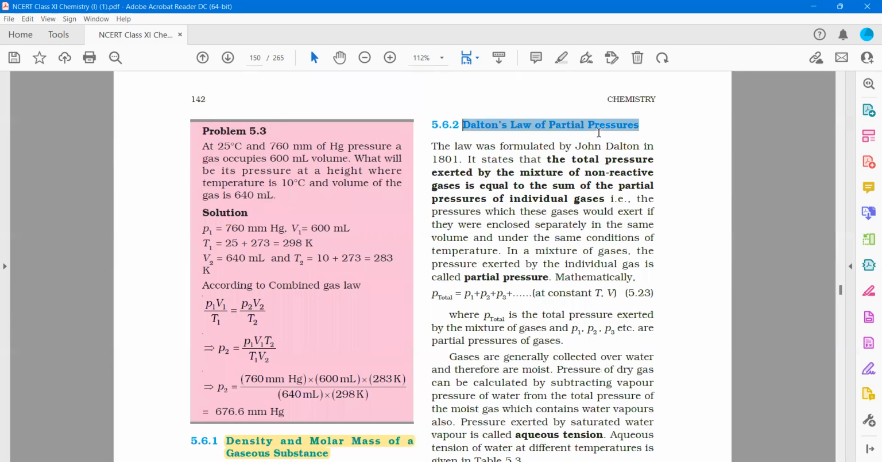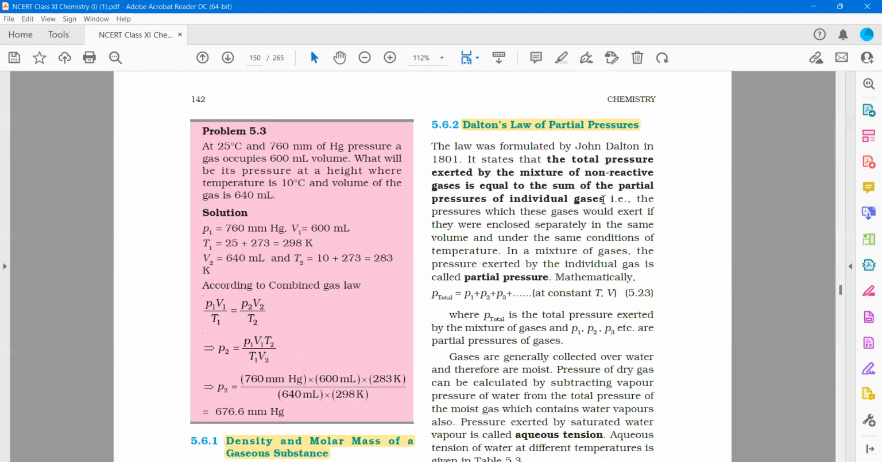So, Dalton's law of partial pressure. Let us study a very important topic which was given by Dalton. The law was formulated by John Dalton in 1801. It states that the total pressure exerted by the mixture of non-reactive gases is equal to the sum of the partial pressure of individual gases.